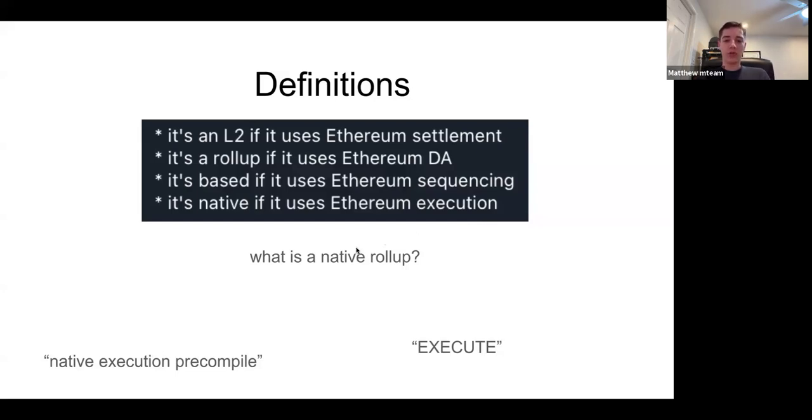So I posed this question to the group: what is a native rollup? A few things to consider. It doesn't include ZK. If we're talking about re-execution, then probably not. Does it include the concept of using blobs? Is that a part of the definition? And then I guess we can go from there.